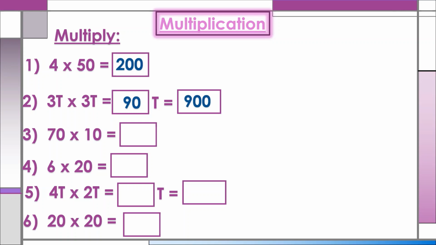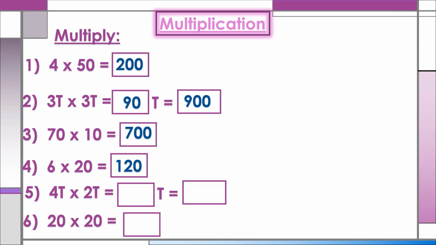70 multiplied by 10, we multiply 7 and 1, 7 ones are 7, and we write 2 zeros, that is 700. Now 6 multiplied by 20, 6 2s are 12, and we write 1 zero, 120. 4 tens, that is 40, multiplied by 2 tens, 20, that is equal to dash tens. That is 4 multiplied by 2, we get 8, and we write 1 ten with 8, and 1 ten is here.